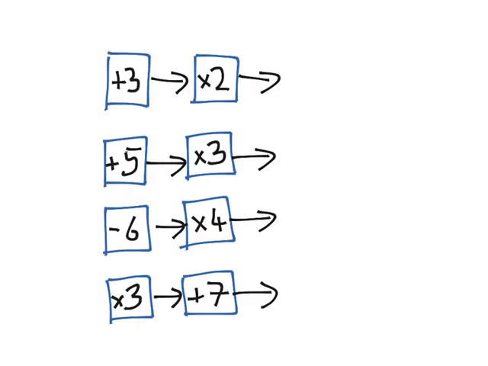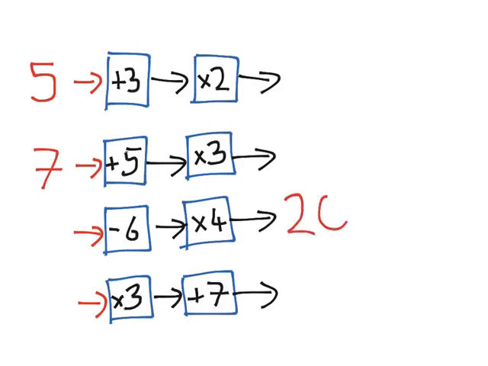This time I've got some questions for you to try. I want you to have a go at these function machines. I'm going to give you 2 with an input and 2 with an output. So my first input is going to be 5. The next input is going to be 7. My output for number 3 will be 20. And my output for the last one will be 34. Pause the video, have a go in your books.